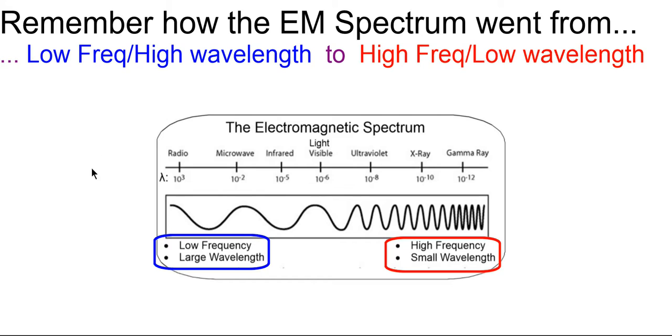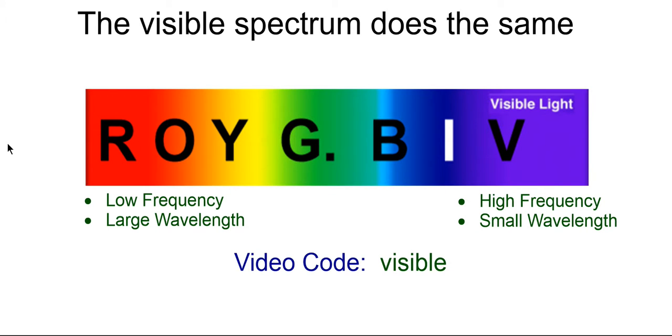Now remember we talked about a minute ago how the EM spectrum went from low frequency, large wavelength to high frequency, low wavelength. What do you think? You think perhaps the smaller spectrum right here for light is going to do the same thing? Sure it is. It's going to be organized the same way. Again, low frequency, large wavelength, to high frequency, short wavelength.